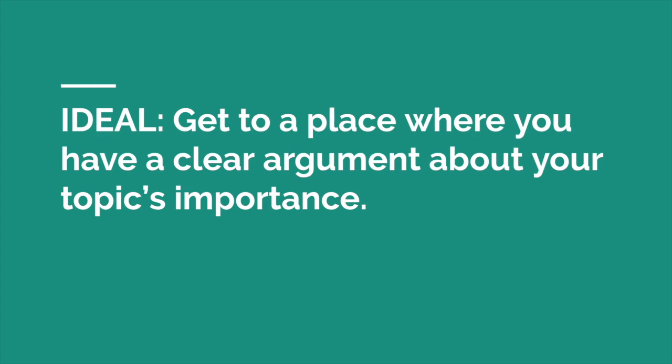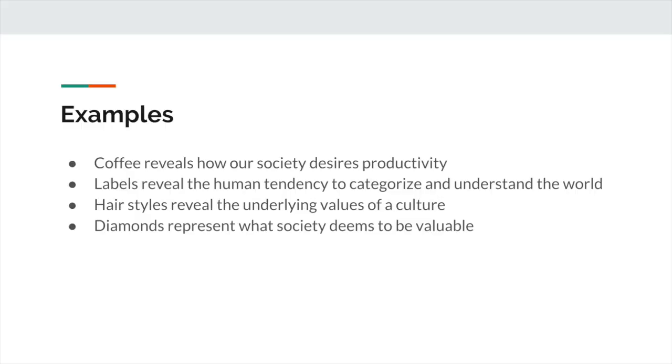Some other examples I've seen: I saw a speech on hairstyles, and the argument of that speech was not, hey, let's just look at various hairstyles and how funny they are. It actually argued that hairstyles reveal a lot about the underlying values of a culture. Diamonds was very similar, actually. It represents what our society deems to be valuable in a monetary way. Another speech I saw on labels argued that labels reveal the human tendency to categorize and understand our world. And so those are the types of interesting claims that help to structure a speech and help to have everything else that I talked about fall into place. So, okay, I just gave you a lot of pieces of advice for the good criteria for a good Expos topic.